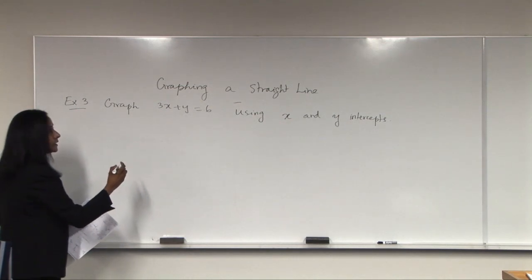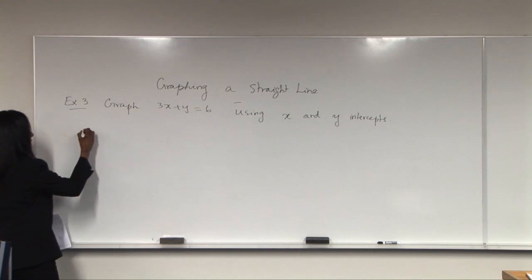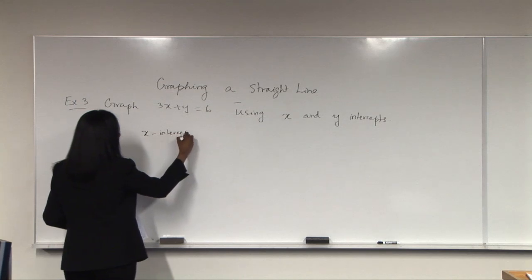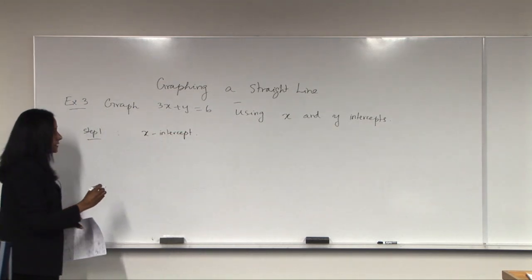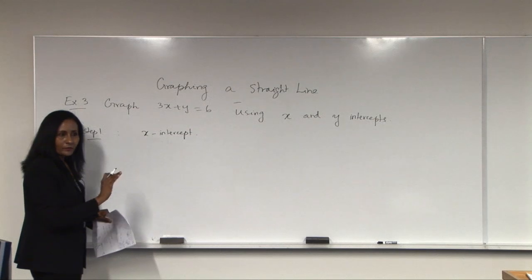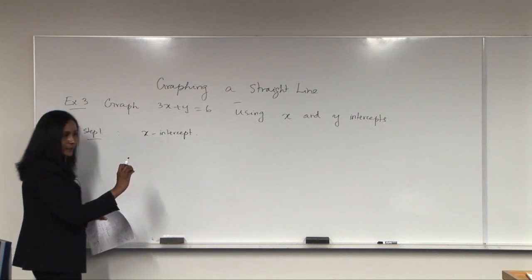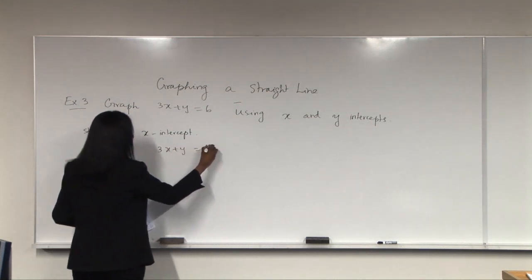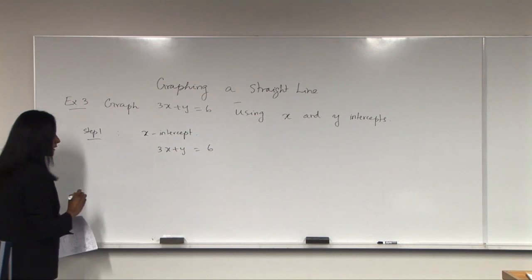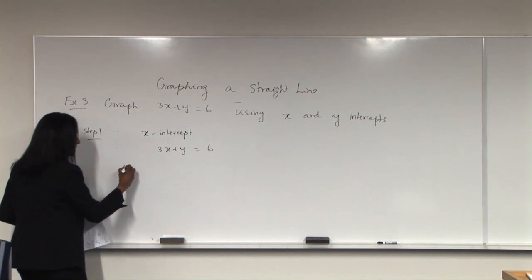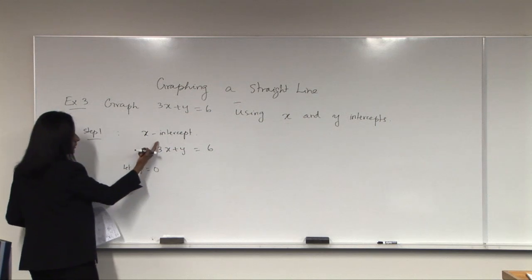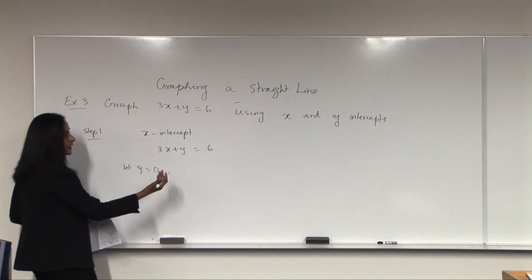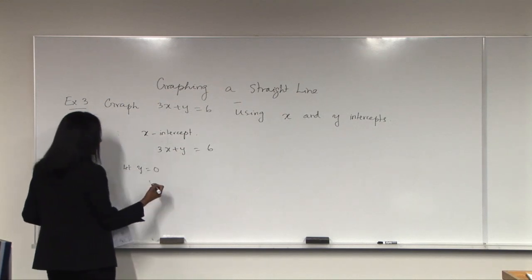So let's find the x and y-intercepts. So step 1, find the x-intercept. You just saw that for the x-intercept, your y is 0. So we are going to find the x-intercept for this equation. We have to let y is equal to 0 and solve for x, and you get the x-intercept. So I'm going to let y is equal to 0.